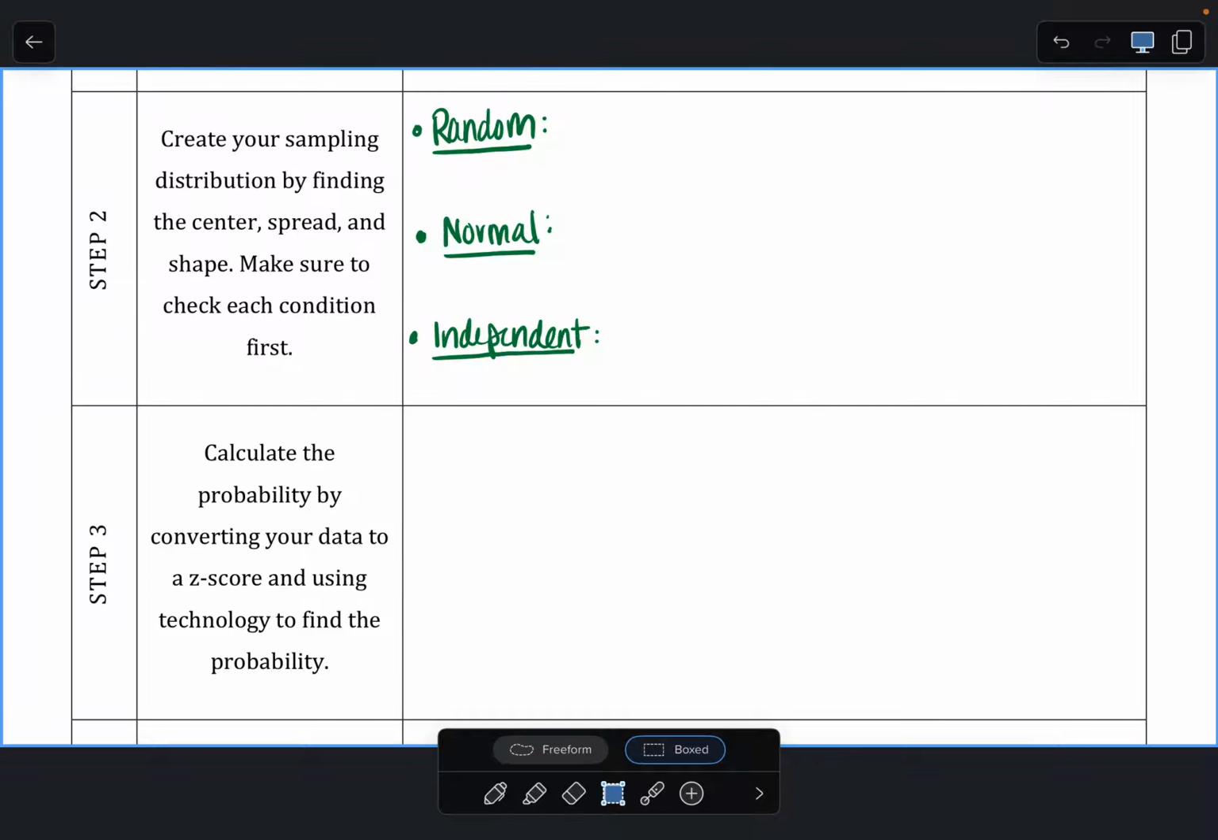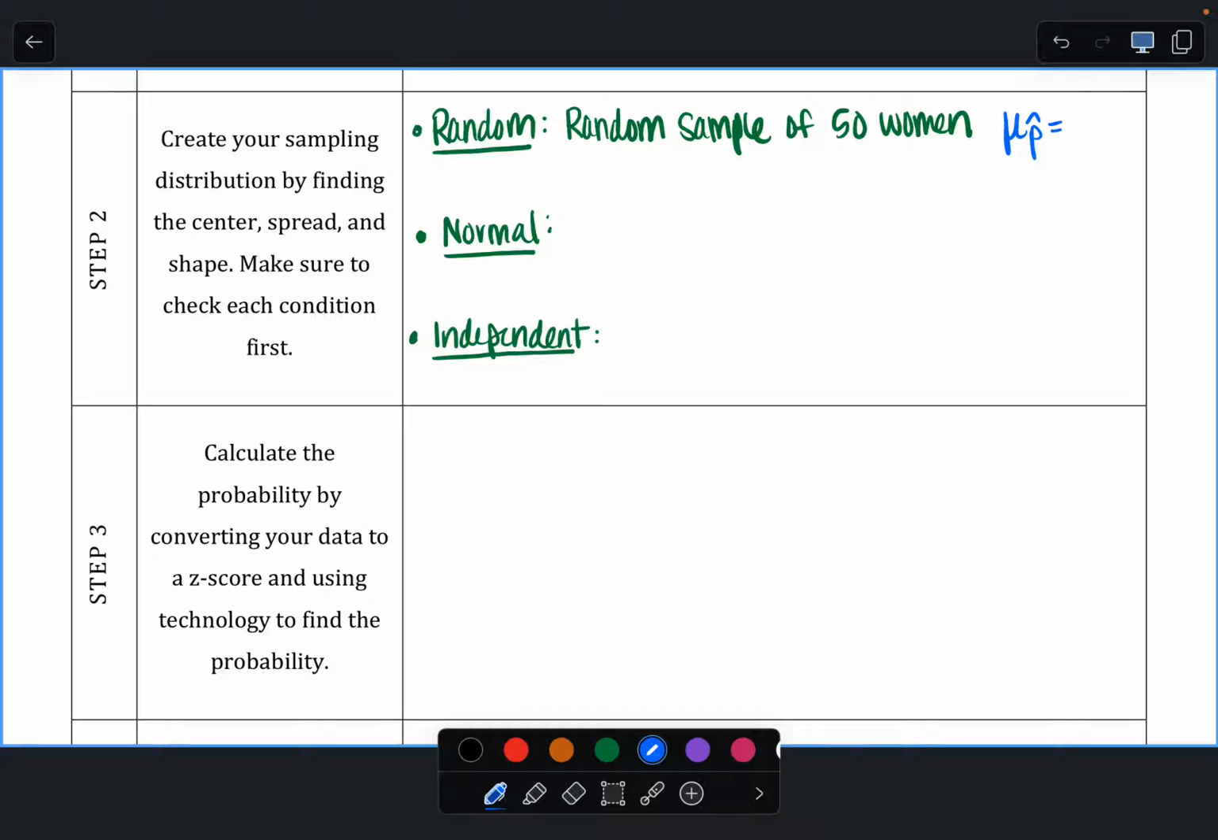So in this case, if I read through what they have, they did tell me that it's a random sample of 50 women. And you do have to reiterate things that they say already. For my people who do not want to write, this is heartbreaking, but you got to do it. Random sample of 50 women. So if we have a random sample of 50 women, that means we can go ahead and calculate the mean. So I'm going to say mu of p hat is equal to, and they said the population proportion that they think to be true is 0.45.